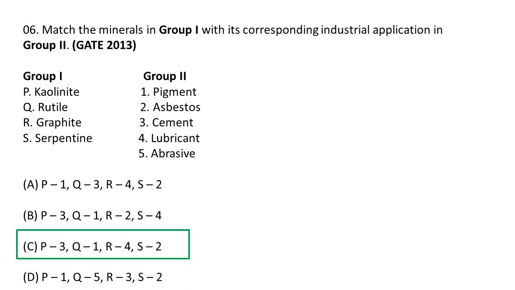From this the correct option is C. Kaolinite is used in the cement industry, rutile is used as a pigment, graphite is used as a lubricant, and serpentine is used as asbestos.